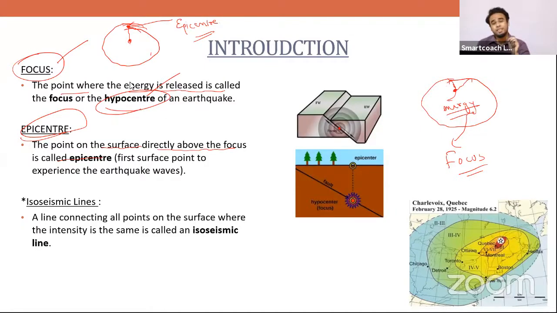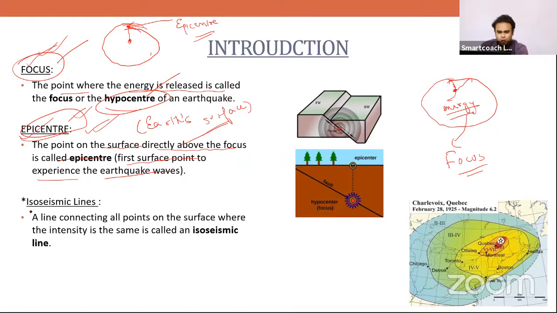So the point lying below the Earth's surface, where your earthquake originates, is called your focus, which we have understood. But what is an epicenter? Epicenter is the point which is just above the focus and which lies on the Earth's surface. That is called your epicenter. Understood? So focus is where your energy is originating, or where the seismic waves originate, and once this energy reaches the surface of the earth, that point is called your epicenter. So the first surface point to experience the earthquake waves is the epicenter. All right, so we have understood what a focus is, and we have also understood what an epicenter is.